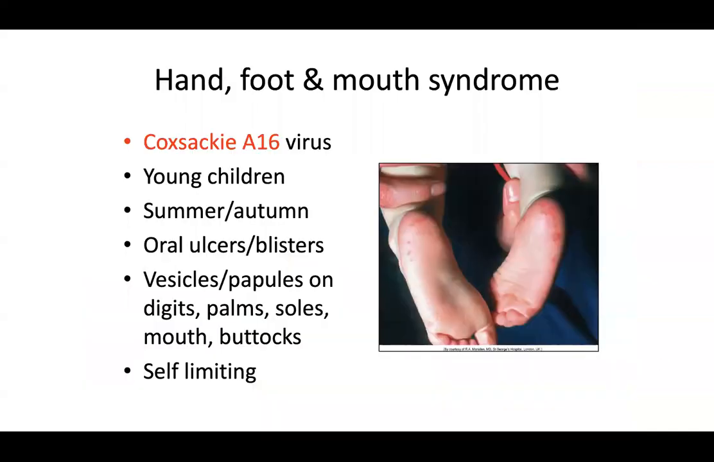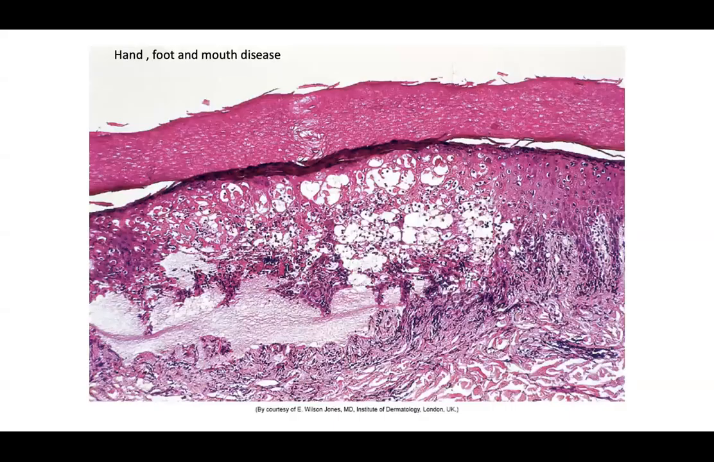Hand, foot, and mouth syndrome. This is the result of Coxsackie A16 virus. Often seen in young children in the summer or the autumn. Unfortunately, they get oral blisters and vesicles and papules on the digits, the palms, soles, mouth, and buttocks, hence the name hand, foot, and mouth syndrome. It is self-limiting, but it can be very painful and it's highly contagious.